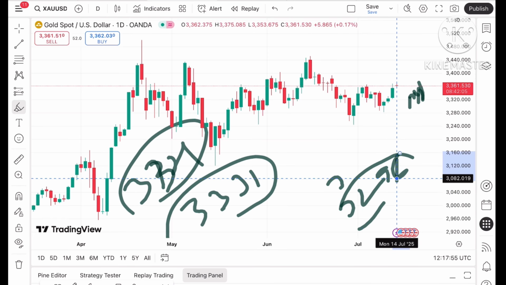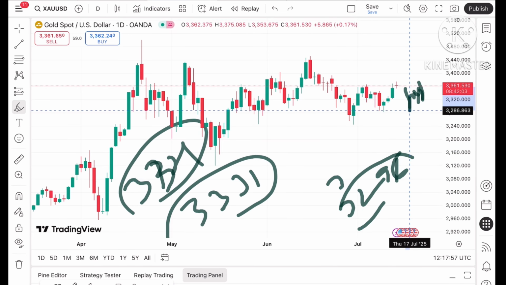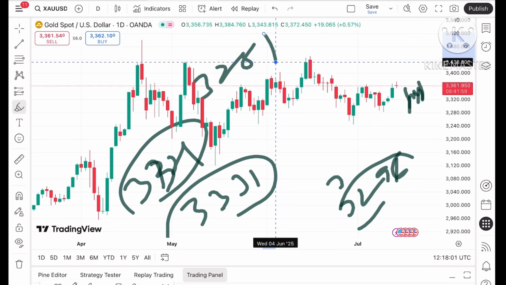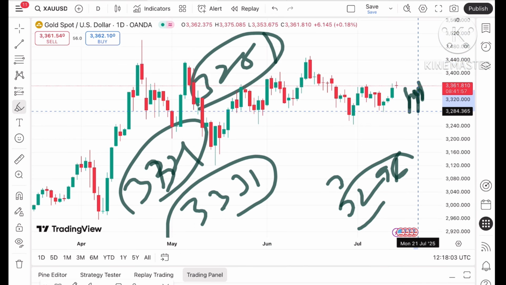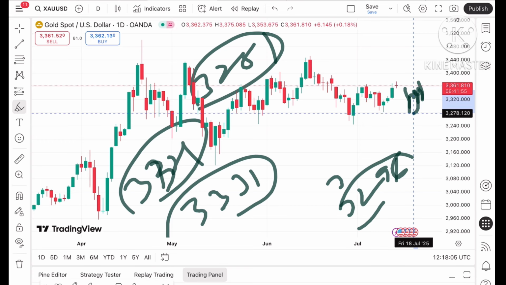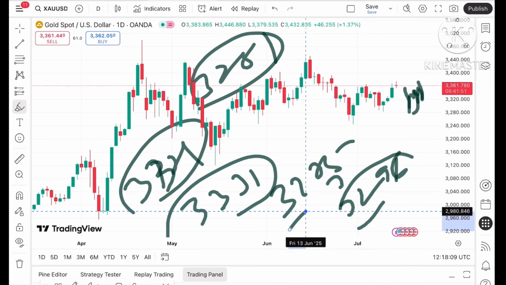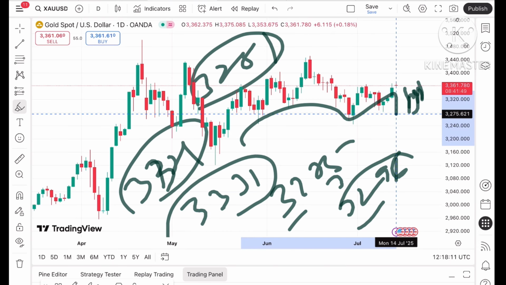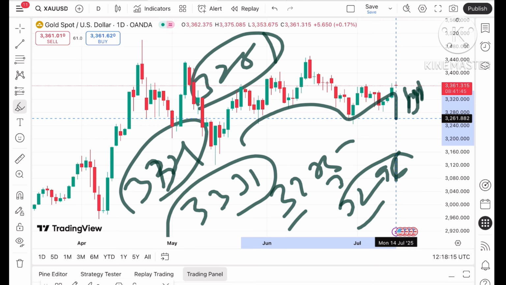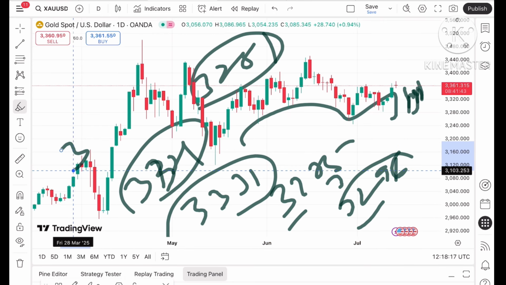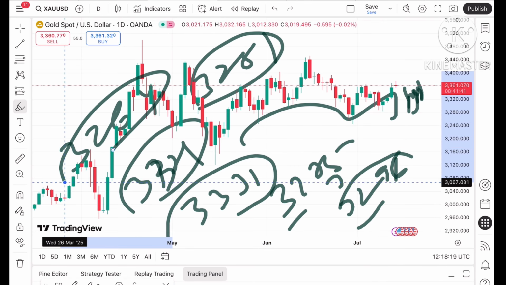Suppose if the price falls below 32.96, probability of touching 32.86 we can see, then to a level of $32.81. Suppose if the price falls below that particular level, 32.81, probability of going towards 32.75 we can see, and then a further downfall we can see, because this particular trend will support a downside movement. So chances of going towards 32.71, and from there a further fall can be seen towards 32.64, and then a further fall.